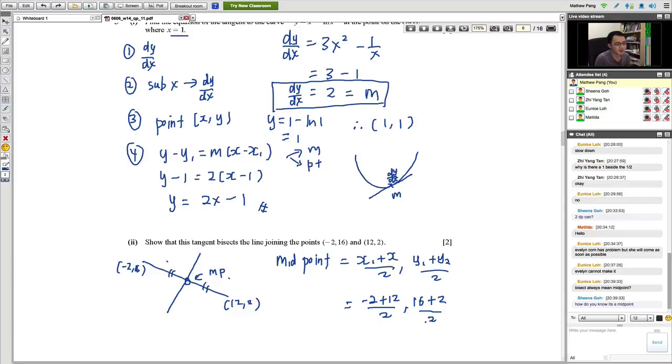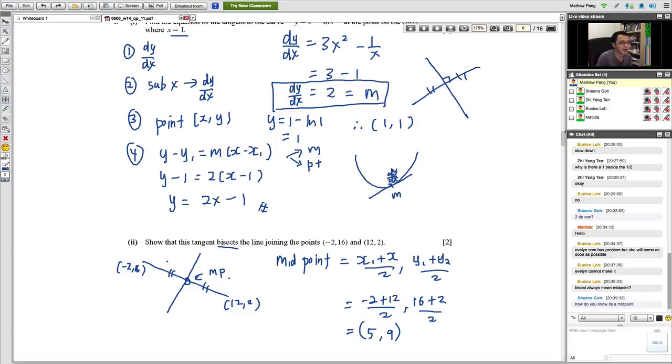Bisect actually means the line is cutting through the middle. If you say perpendicular bisector, it cuts at the midpoint and must be 90 degrees. In this case, it's not necessarily 90 degrees because the question only says bisect. So let me just do the midpoint here. This one will be 10, 10 divided by 2 is 5. This one will be 18, 18 divided by 2 will be 9.